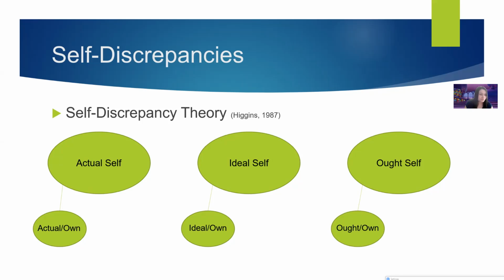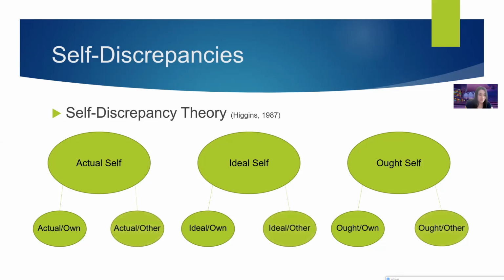An ought-own representation describes the self that a person believes that they should be, or the traits that they believe they should have. Along with these, there are the actual other, the ideal other, and the ought-other representations, which describe the self that a person believes that other people think they actually are, the self that a person believes other people would ideally like them to be, and the self that a person believes that other people believe they should be, respectively.